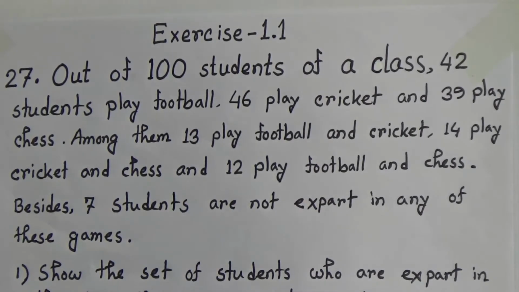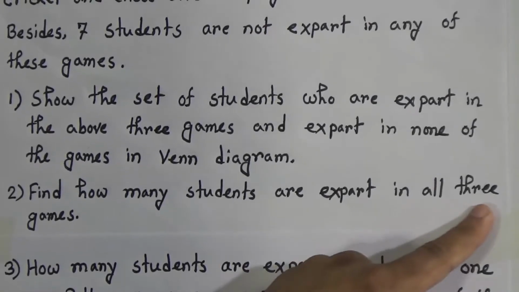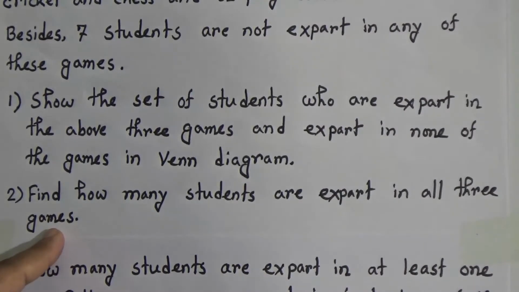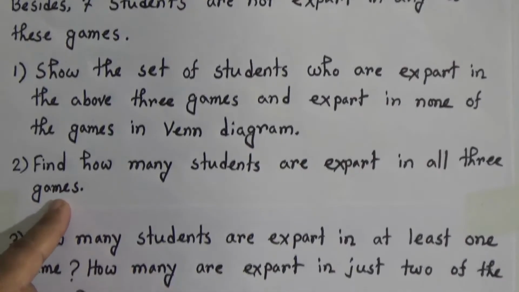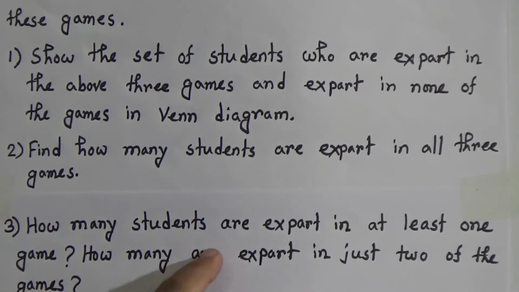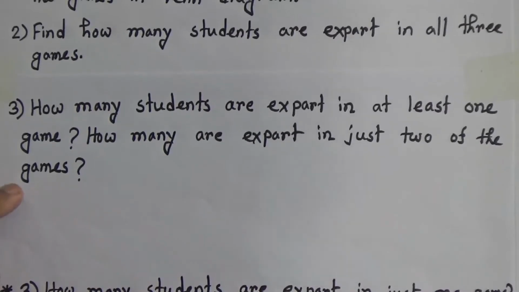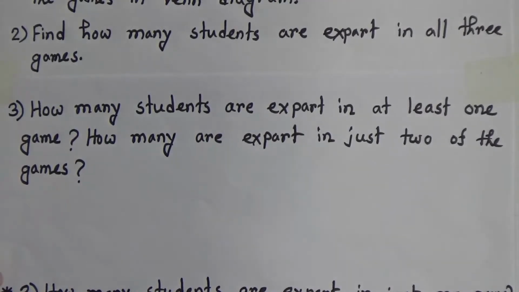Activity 2 is to find how many students are expert in all 3 games. That means we need to find out the number of students who are expert in 3 games. And activity 3 is how many students are expert in at least 1 game and how many are expert in just 2 of the games. We have another 3 here. I will tell you later what this one is.